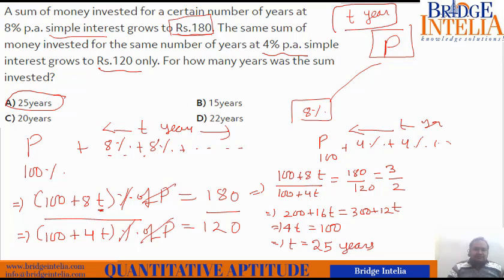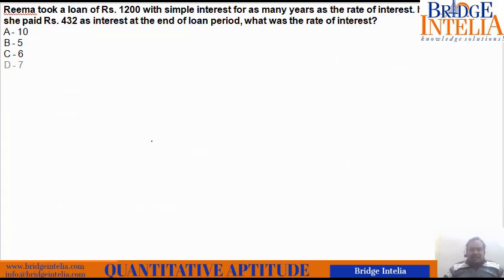So let's see the next one. Rima took a loan of rupees 1200 with simple interest for as many years as the rate of interest. If she paid rupees 432 as interest at the end of the loan period, what was the rate of interest? What is meant by this question? So she took a loan of 1200, because of which she is required to pay certain interest to the bank.